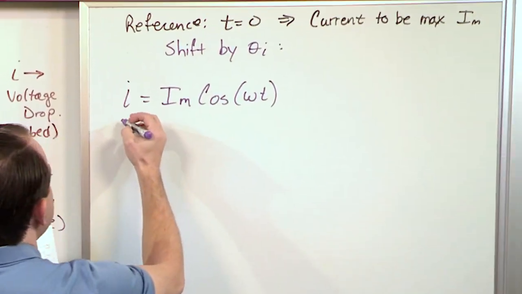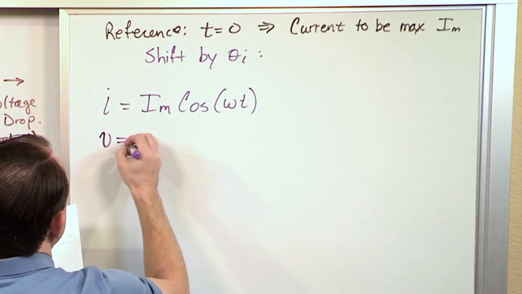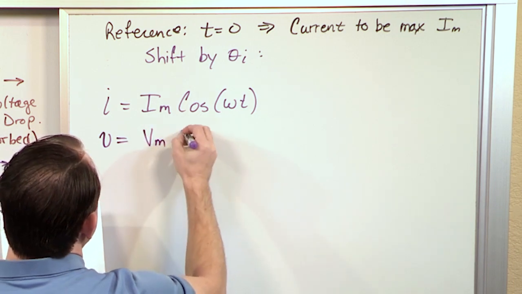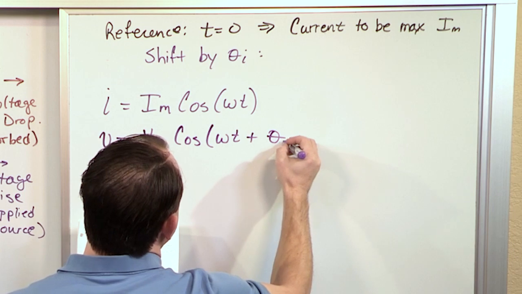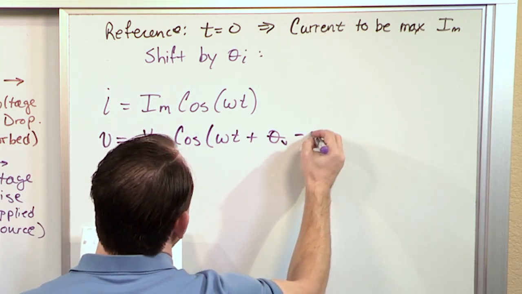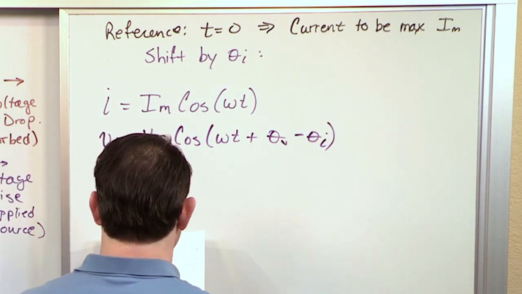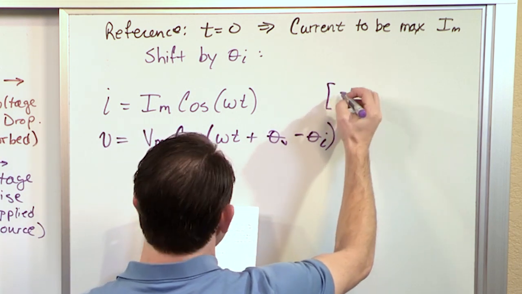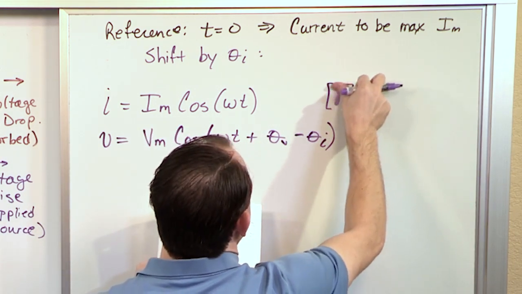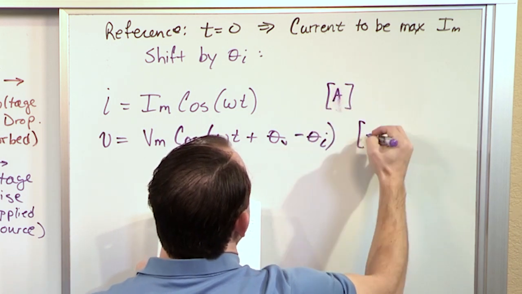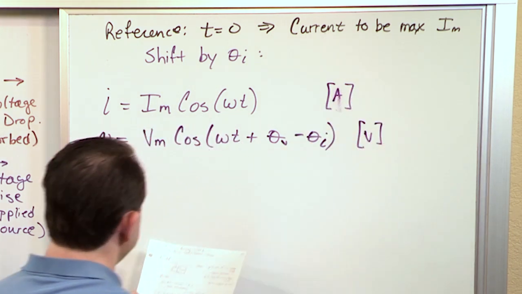So what that means is that the voltage is going to look a little bit different too. It's going to look like Vm times the cosine of omega t plus theta V, but I need to subtract theta I from it. Make sure you understand this stuff. This is not something you'll really be asked on the test. This is just convention stuff. Actually, this is current, so this is amps, and this is now volts.